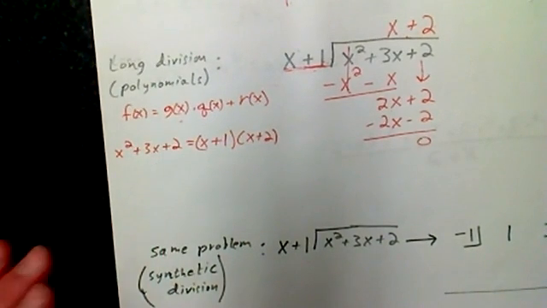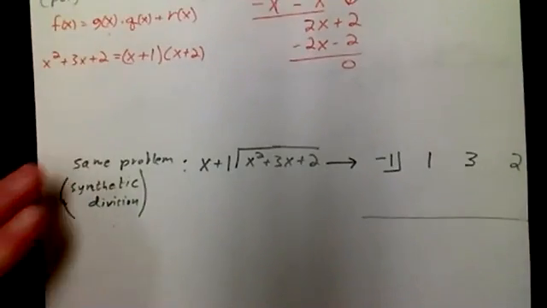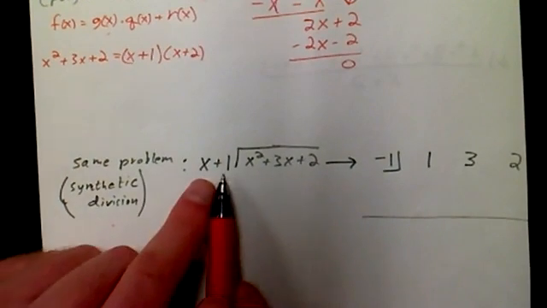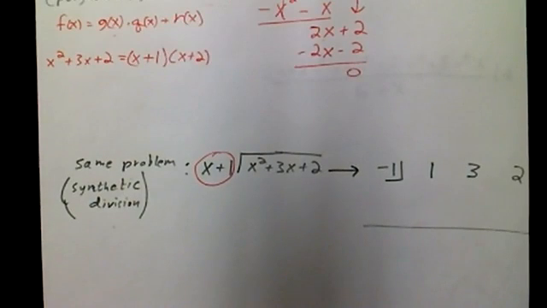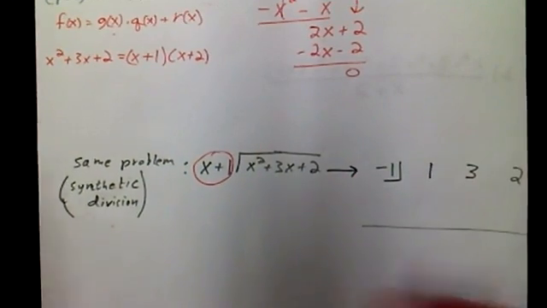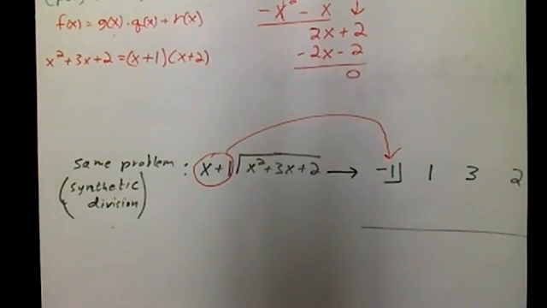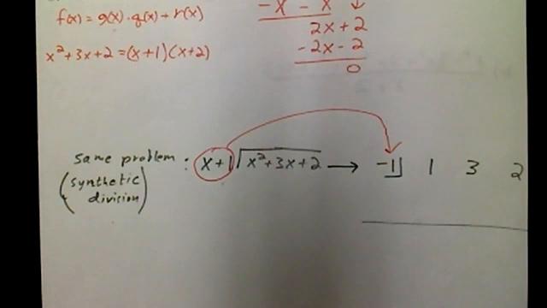okay? Now, I want to do the same problem, but I'm going to use synthetic division. And the idea here is that I'm going to look at my divisor and I'm going to say, well, what's the 0 of that divisor? What can I plug in for x such that this thing will be 0? And the answer to that is this number, -1, right? That is the 0 of the divisor. That's what will make the divisor equal to 0 when I plug that number in for x, okay?